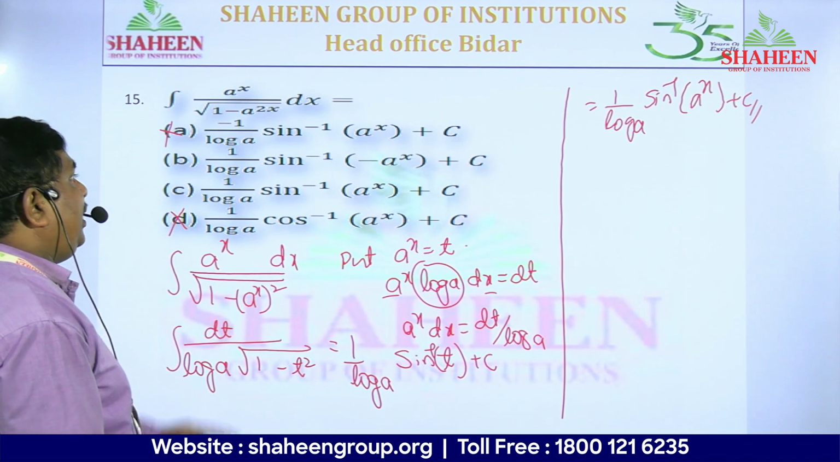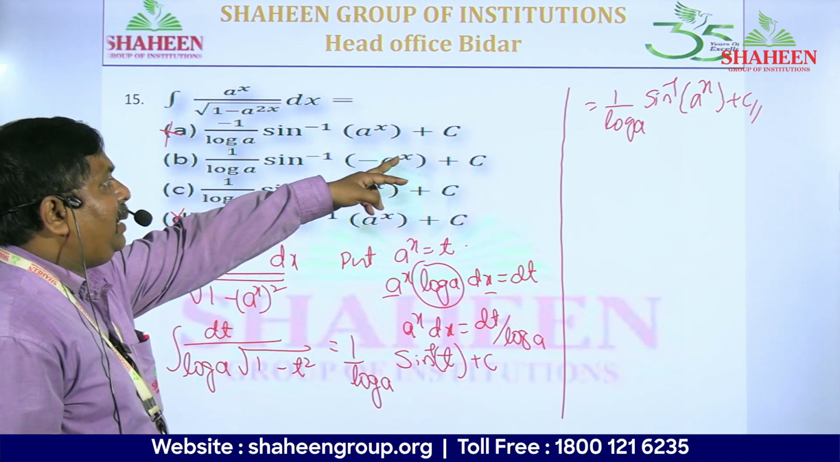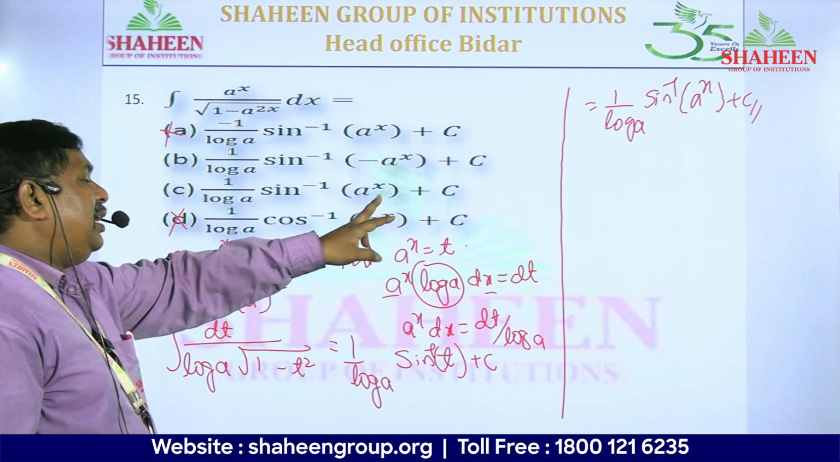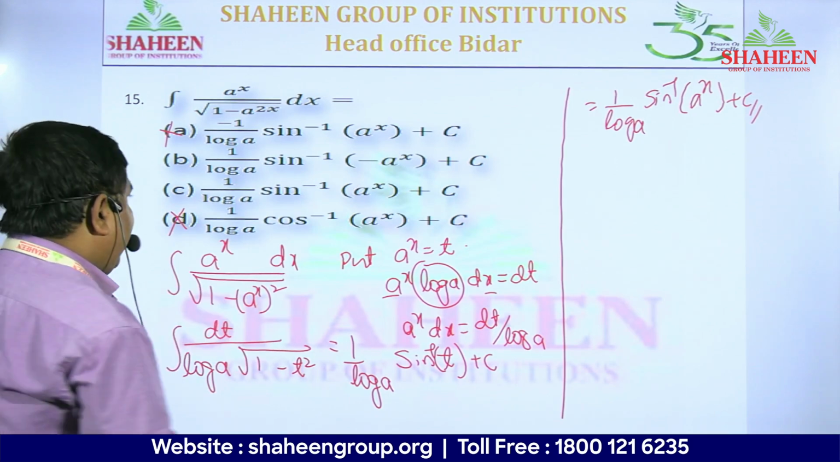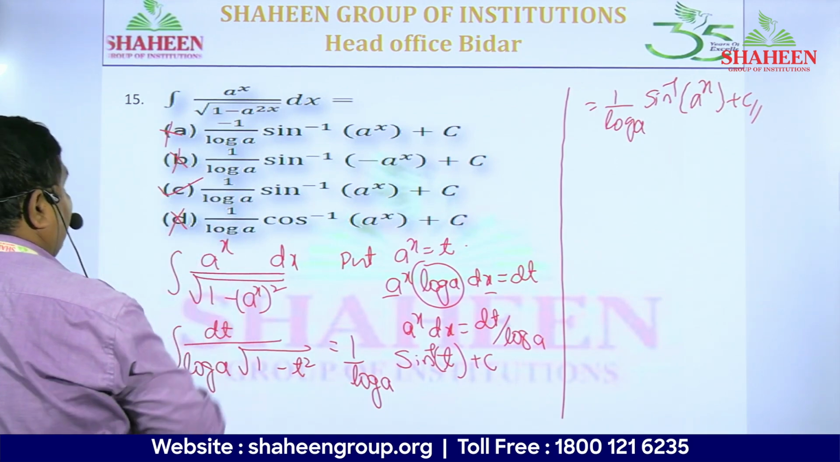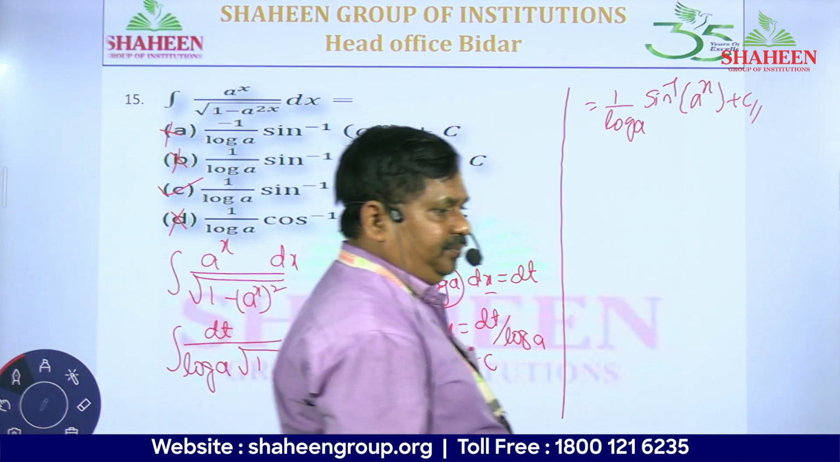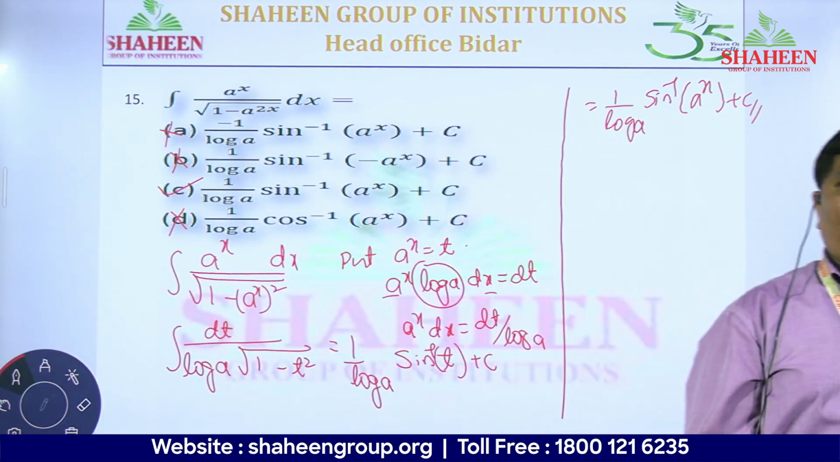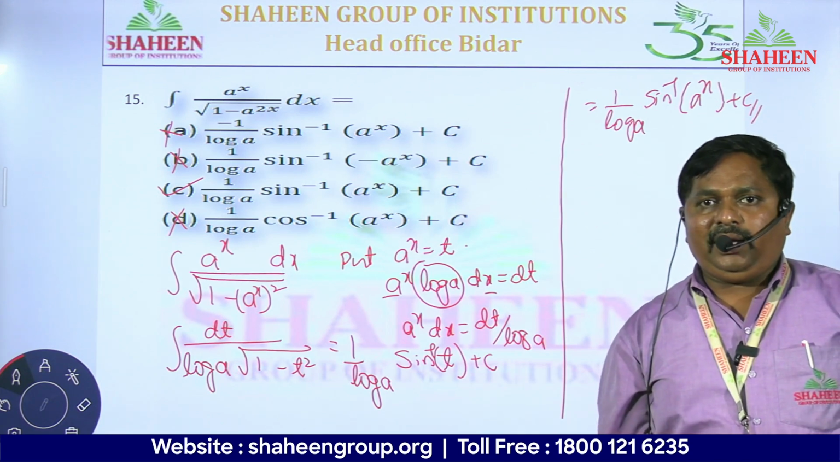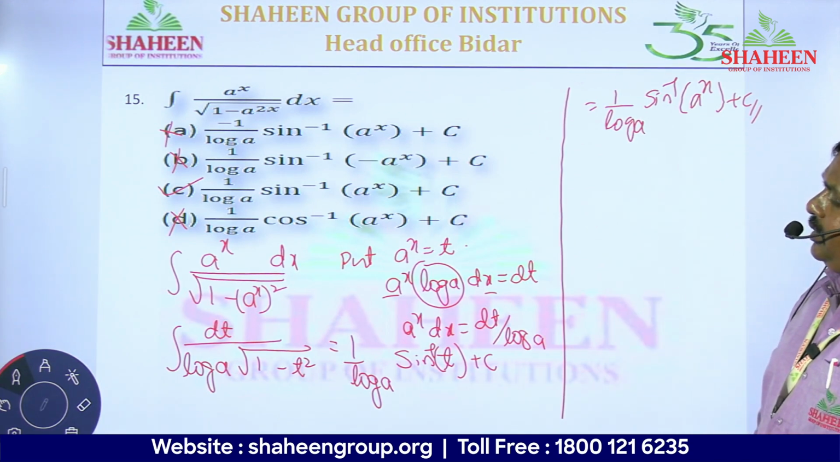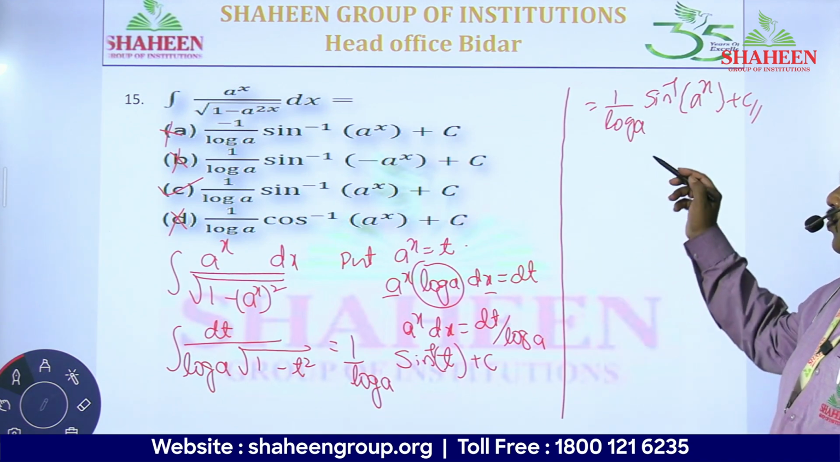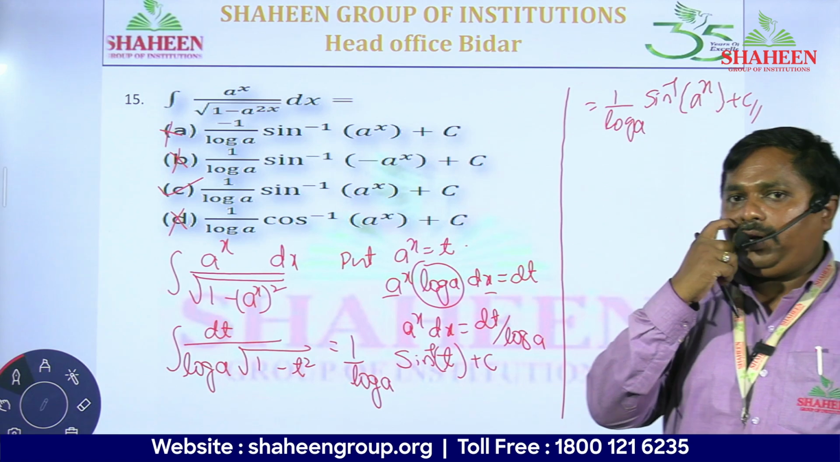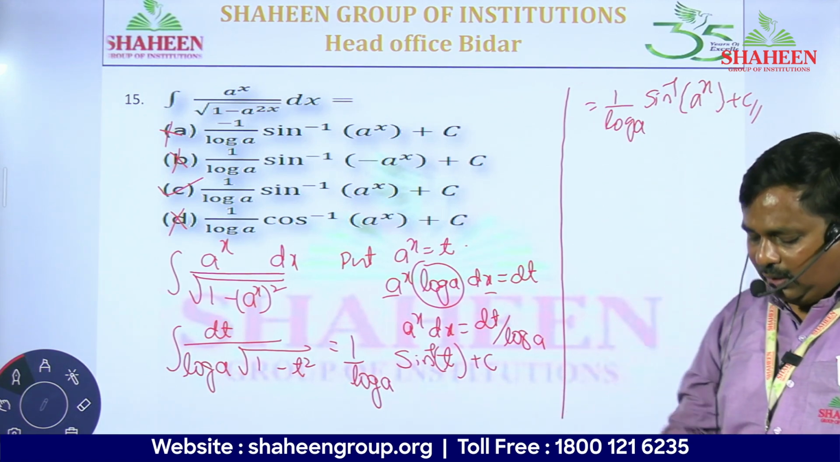You can see that in the second option minus a power x is there, but in the third option we have plus a power x. In the answer we have plus a power x. The third option is correct, the second option is wrong. So this is the way that we find the value of the integral a power x divided by under root 1 minus a power 2x. Which option is correct here? The third option is right for the given question.